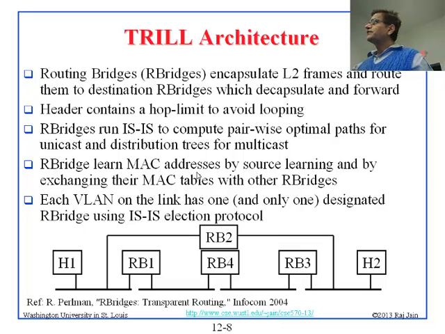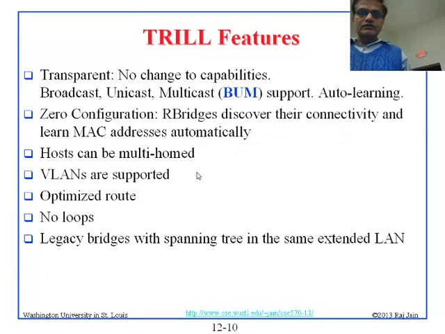This bridge will forward it normally because this has a normal Ethernet header going to RB3. Remember, the outer header is a normal Ethernet header. So this legacy bridge, the old bridge, will not know that this is TRILL, because TRILL packets look like Ethernet packets to begin with. Right? So this old bridge will forward it to RB3, and then RB3 will open it up and send it out. So that's the beauty of it: it's totally compatible, totally transparent.